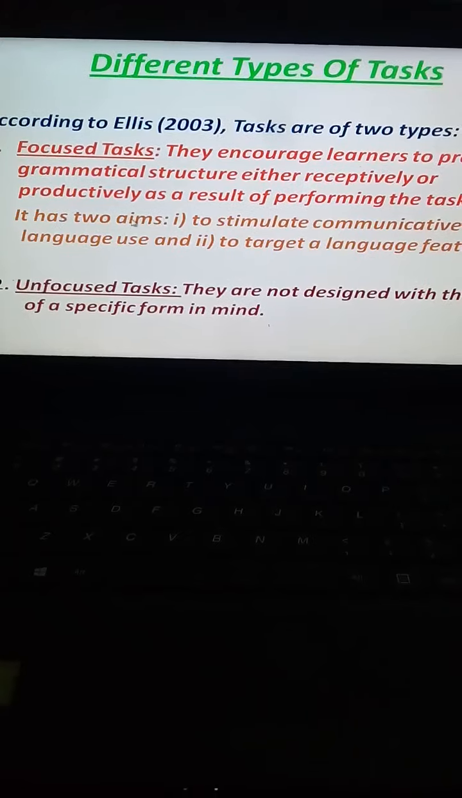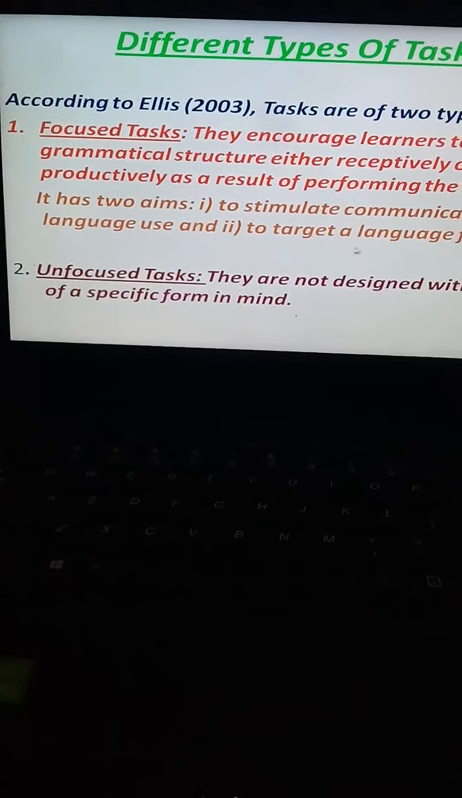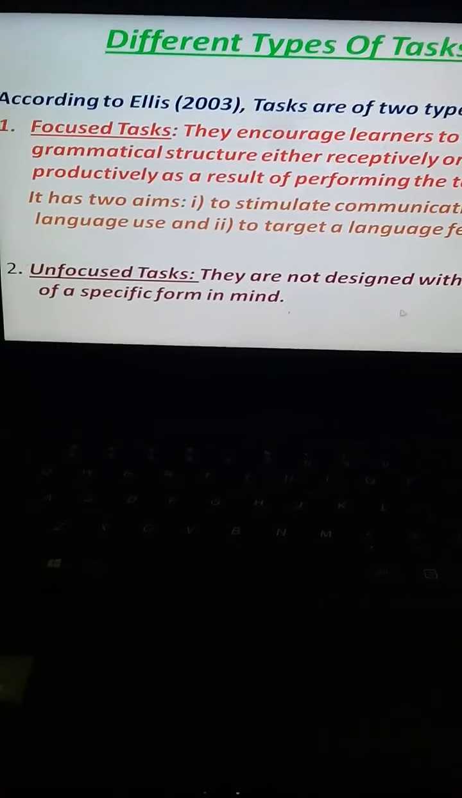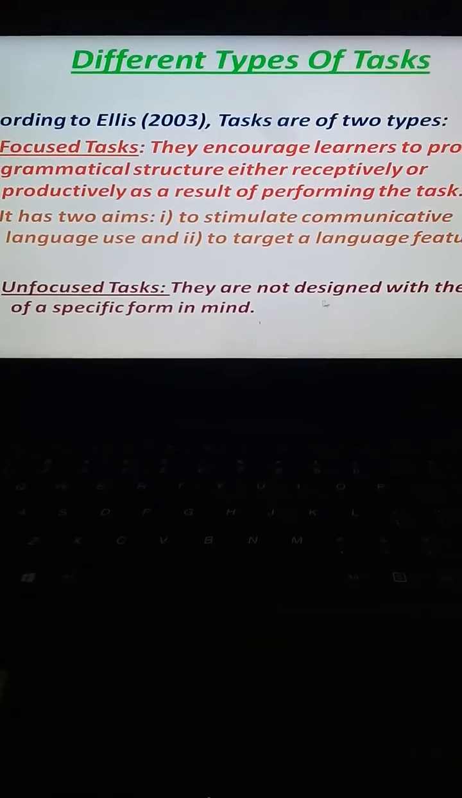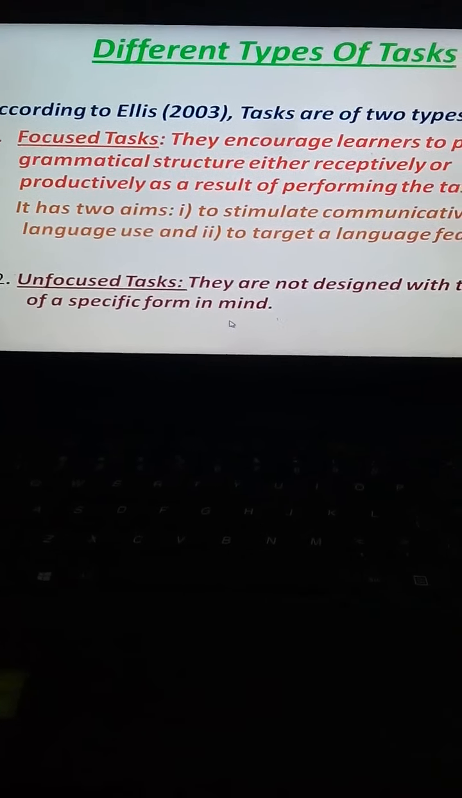And it has 2 aims as well: to stimulate communicative language use and to target a language feature. And unfocused tasks, they are not designed with the use of a specific form in mind.